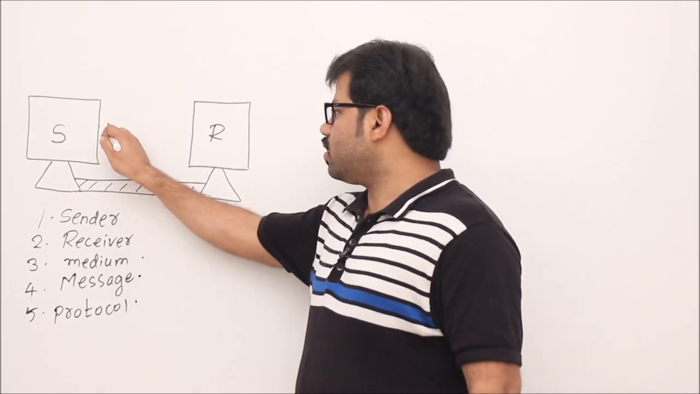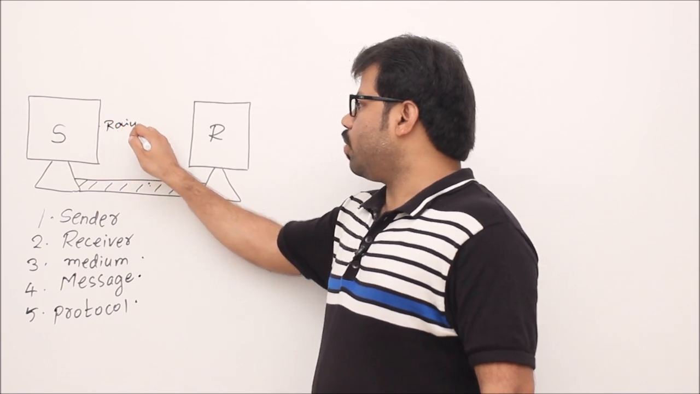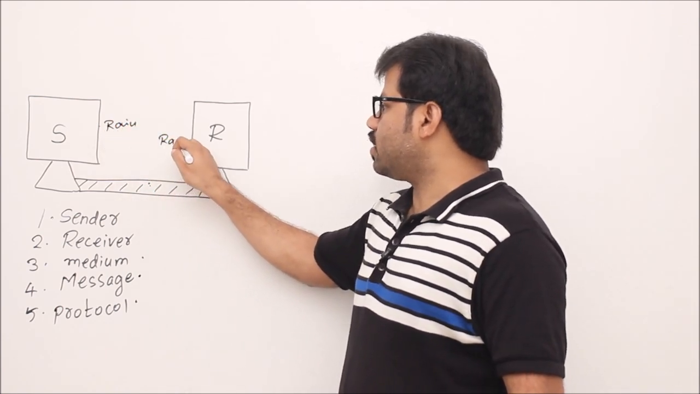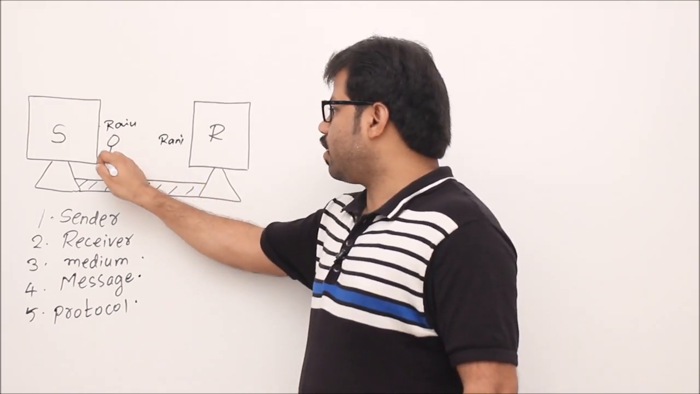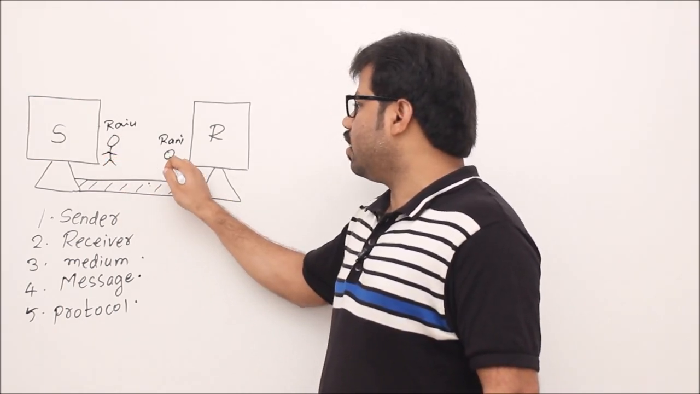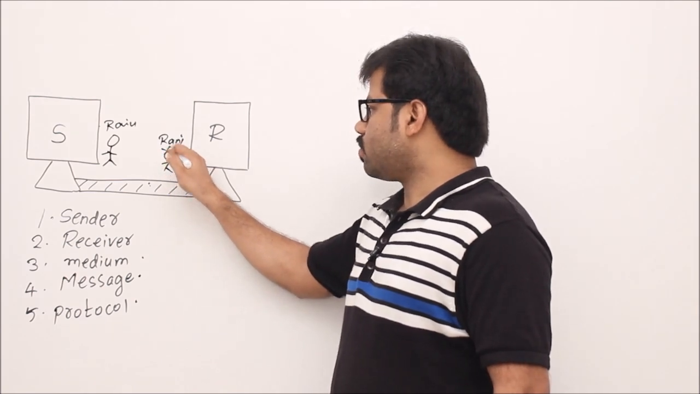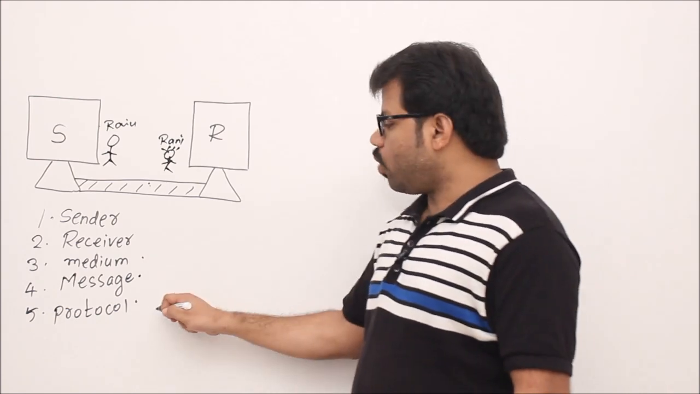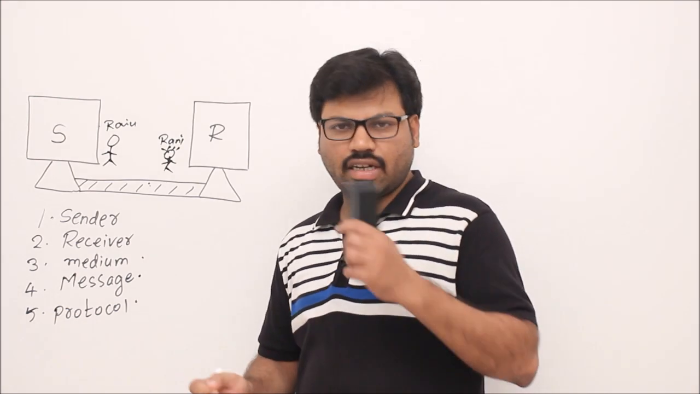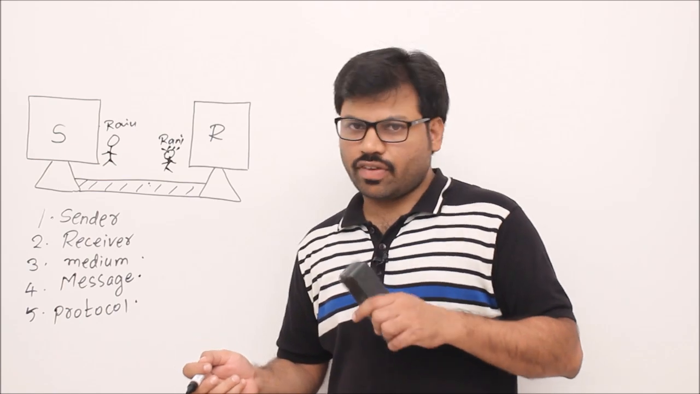Let's say the system is, let's say Raju. So when we take people, generally it will be easy for us to understand the things. That's why I use these kind of imaginations. Generally most of the times I take human beings. Let's say Raju wants to send a message to Rani, then why is protocol required? Protocol is nothing but a set of rules. Why that set of rules are required, I will tell you.